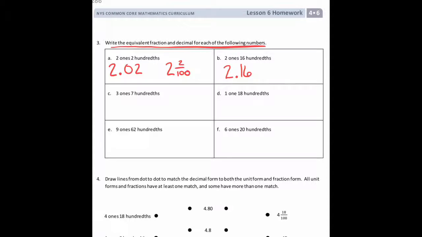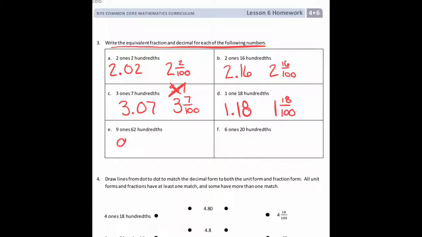2 ones and 16 hundredths would be 2.16, which would be 2 and 16 hundredths. 3 ones and 7 hundredths would be 3.07, which would be 3 and 7 hundredths. 1 and 18 hundredths would be 1.18. Oh, by the way, also, it's not 3.7 because that would be 3 and 7 tenths. 1.18. Now here we don't put the 0 in front of it because the 18 hundredths would be 1 tenth, so we don't put a 0 in front of those.